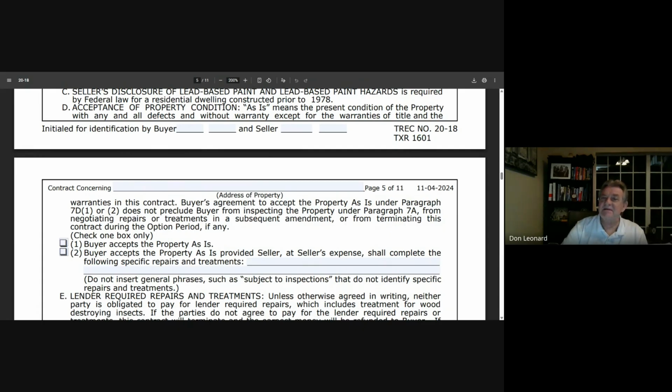But if they have some things that they want to have done, then they would check that box, and then of course they'd fill in the information. This space is only for, like it says, specific repairs and treatments, things they absolutely know they want done. Replace the broken window in the kitchen. That's specific. You cannot use general terminology like subject to inspections, to be determined, or to be decided at another point. None of that. It is only there for very specific things that they already know they want to get done.